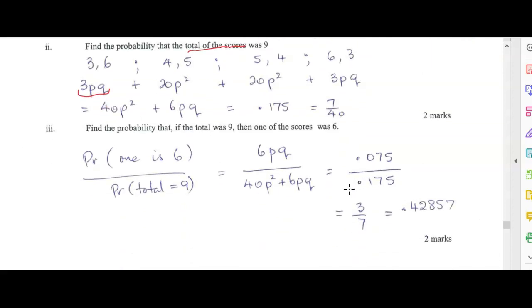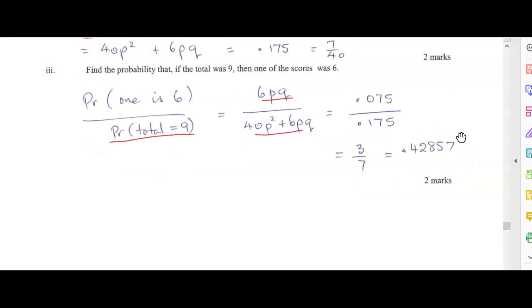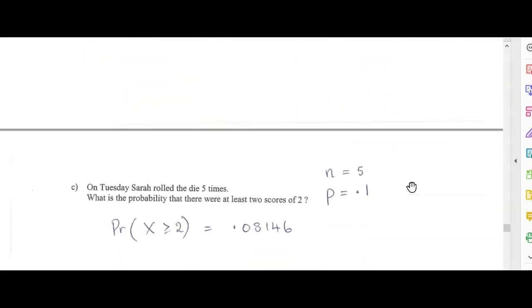Find the probability that if the total was 9, one of the scores was 6. It is conditional probability, so we want a total of 9 and one is 6. So there's a probability for one is 6 given the total of 9, which you worked out in the previous question. All right, and you get 3/7. Again, leave it as an exact value. I don't think this is a terminating decimal, but I don't know off the top of my head.